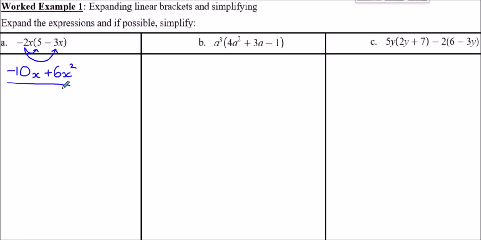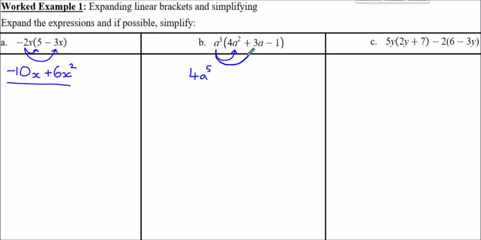Part B, same idea, but now we have an a cubed on the outside. So first of all, a cubed multiplied by 4a squared. So we're going to have 4 a cubed multiplied by another a squared, a times a times a times a times a. Remember the laws of indices now if you can. That's a to the power 5. When we multiply the bases, which the bases are the same, we add the powers. 3 plus 2, new power is 5.